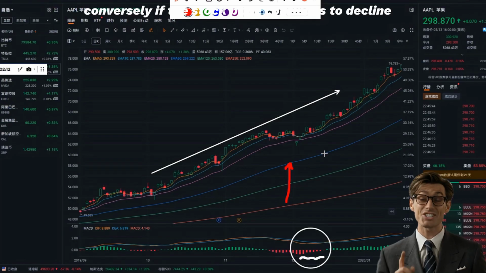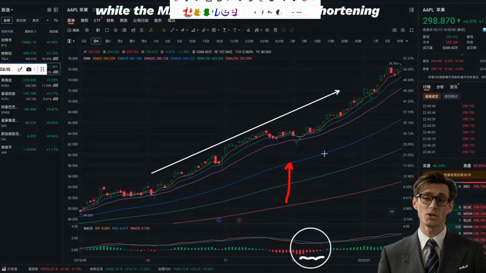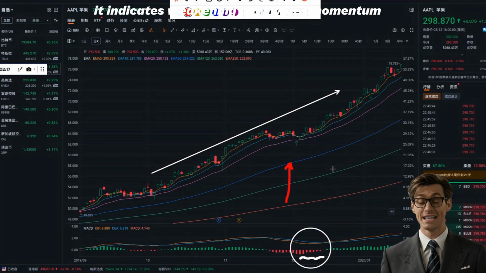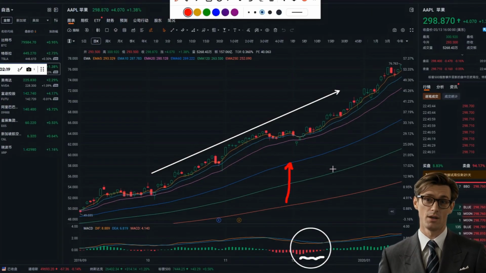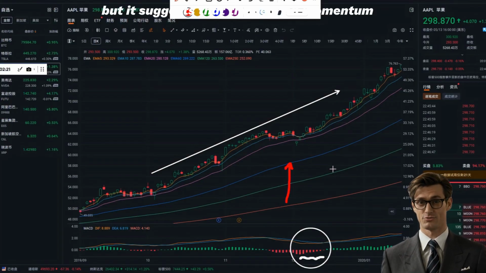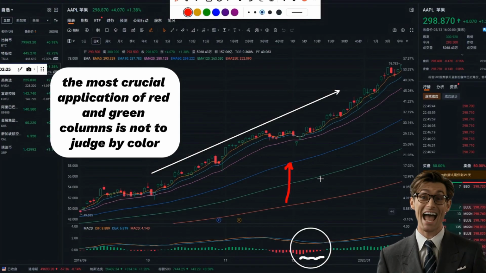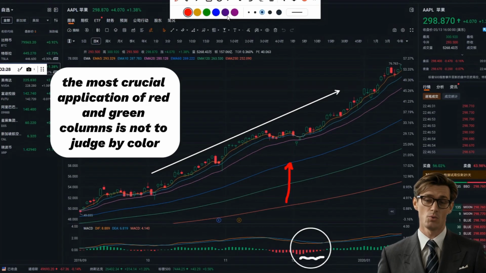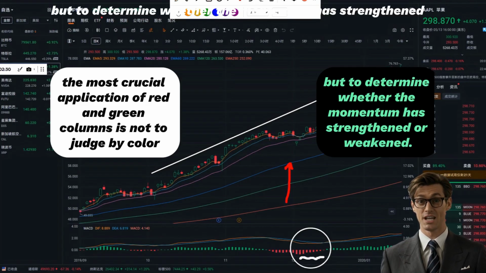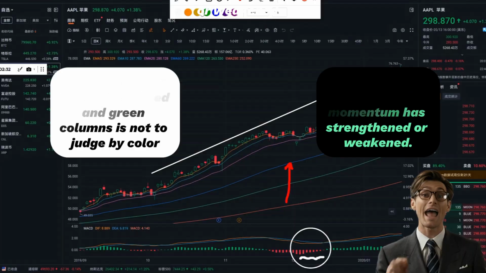Conversely, if the stock price continues to decline while the MACD's green bars keep shortening, it indicates weakening downward momentum. This doesn't mean it's available for immediate purchase, but it suggests that the bearish momentum may be nearing its peak. Therefore, the most crucial application of red and green columns is not to judge by color, but to determine whether the momentum has strengthened or weakened.